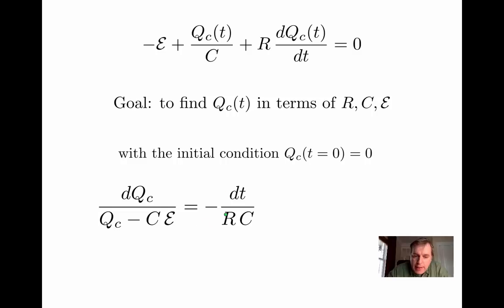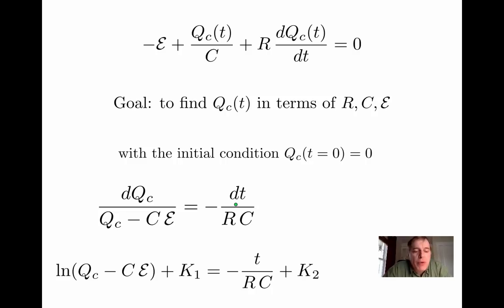You integrate this side, you just get minus 1 over C times the integral of dt, which is just t, plus a constant of integration. So integrating both sides, we get this equation here. Next step, we want QC as a function of time, so it's just to isolate QC as a function of time, moving things around. I won't show all the steps, but it's fairly easy to get QC isolated.